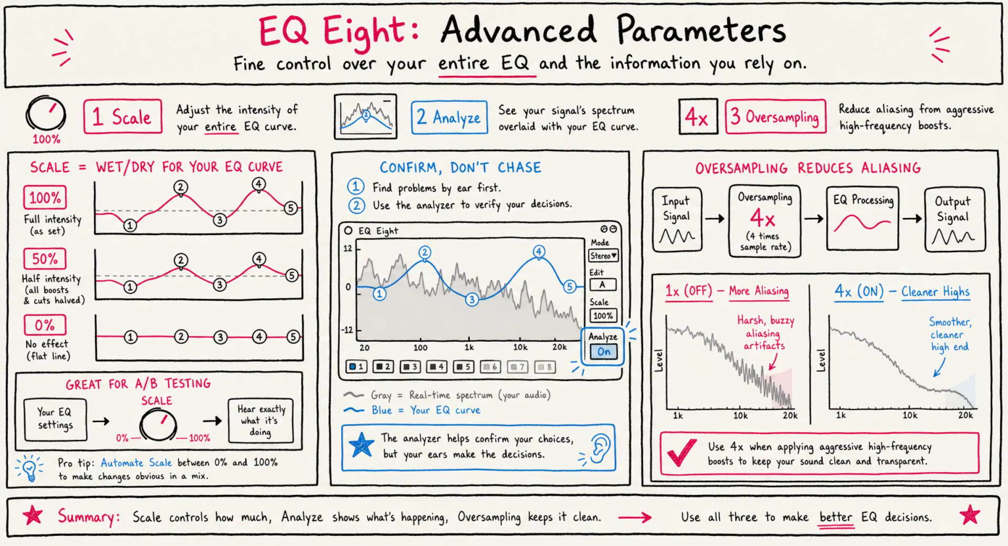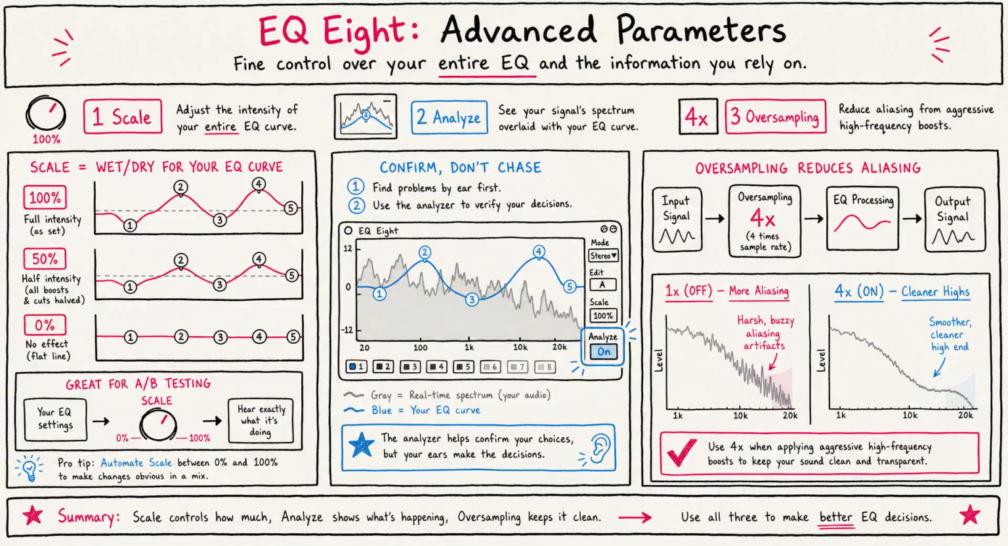Scale adjusts the intensity of all active bands simultaneously, functioning like a wet-dry control for your entire EQ curve. At 100%, your settings apply fully. At 50%, all boosts and cuts are halved. This is invaluable for A/B testing. Automate scale between 0% and 100% to hear exactly what your EQ is doing without clicking bypass on individual bands.